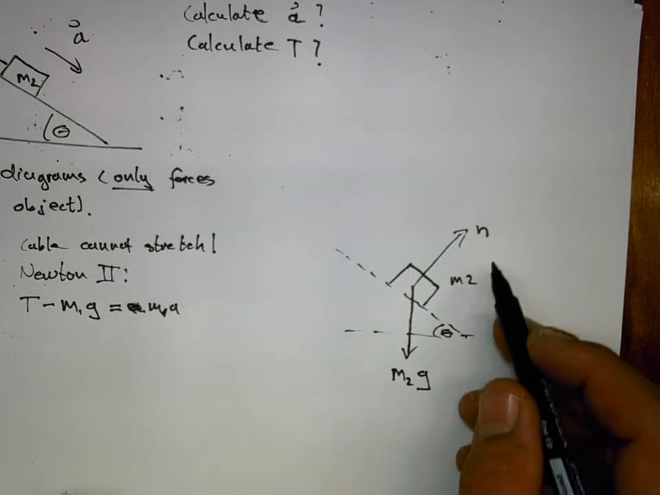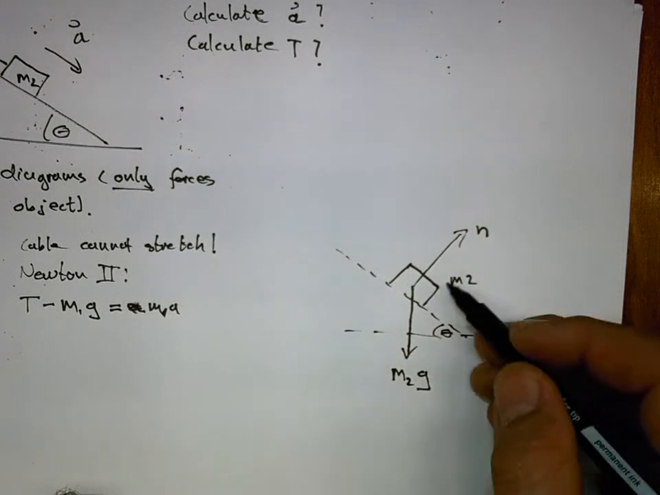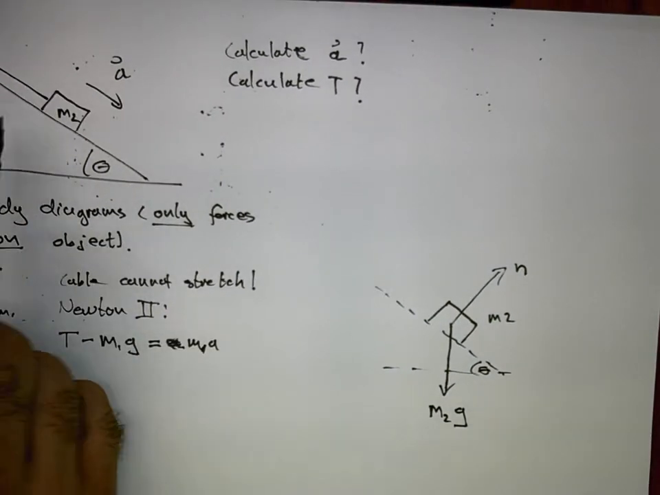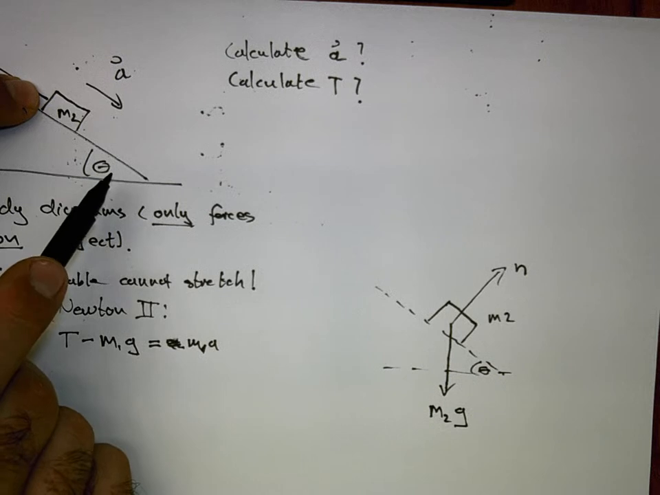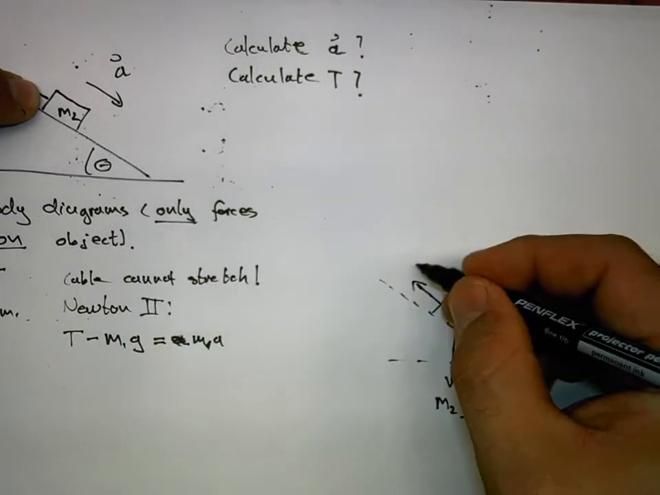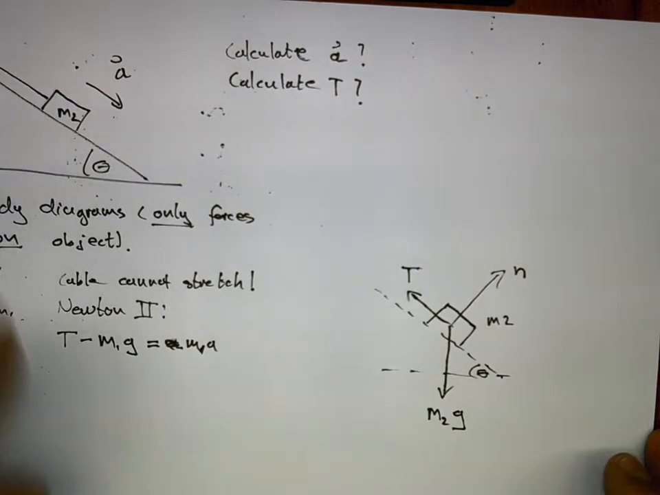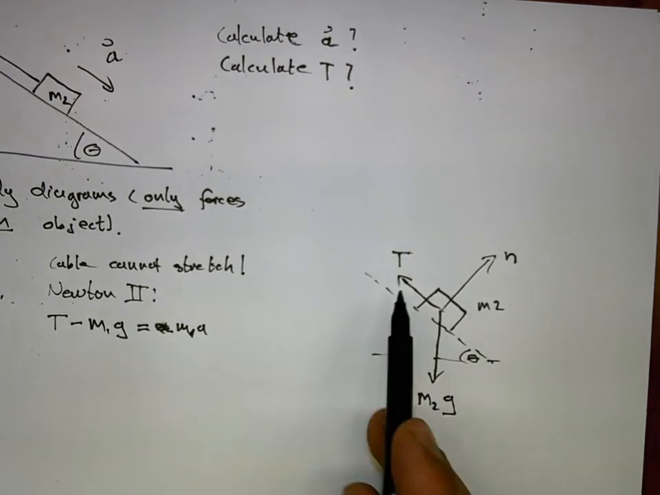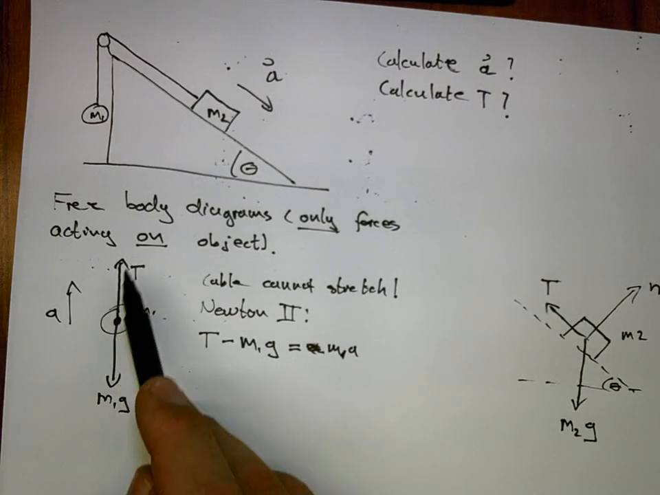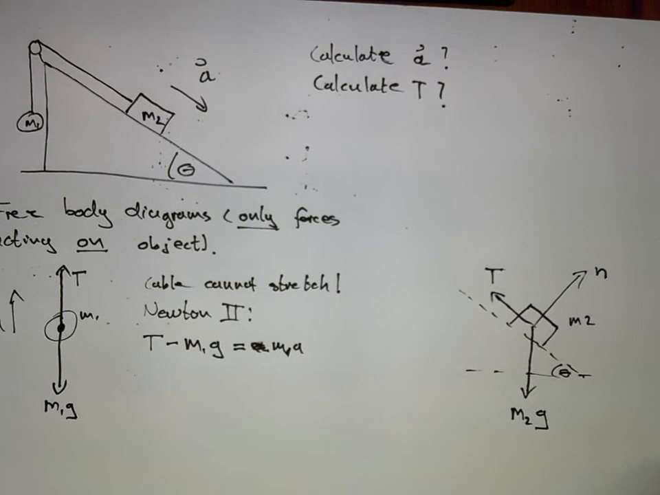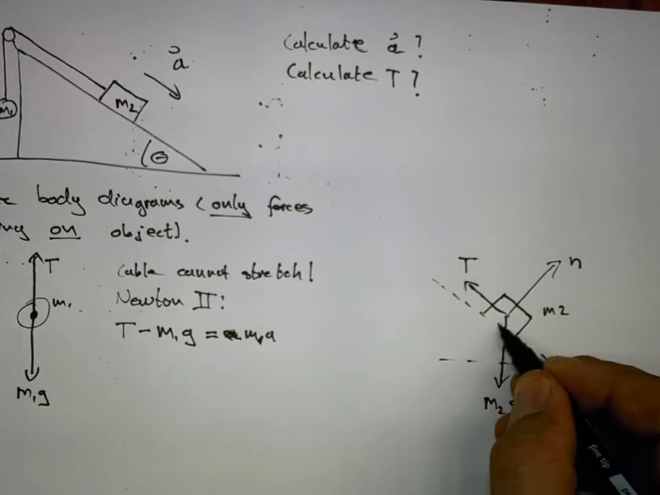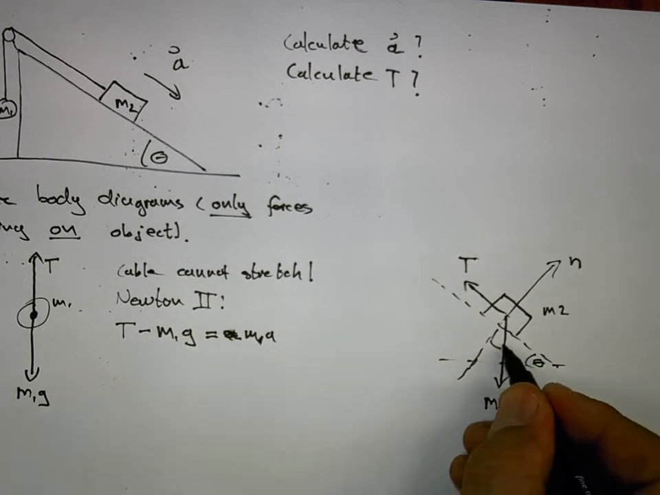Right, so we've got the weight, we've got the normal force, but we also know if the cable were to snap, this object would just slide down the surface unimpeded. So there's also a force from the cable. We know from the previous example that this tension must be equal to the other tension, because it's a cable. The cable cannot stretch. So this is now our diagram. We know this angle over there will be theta as well.